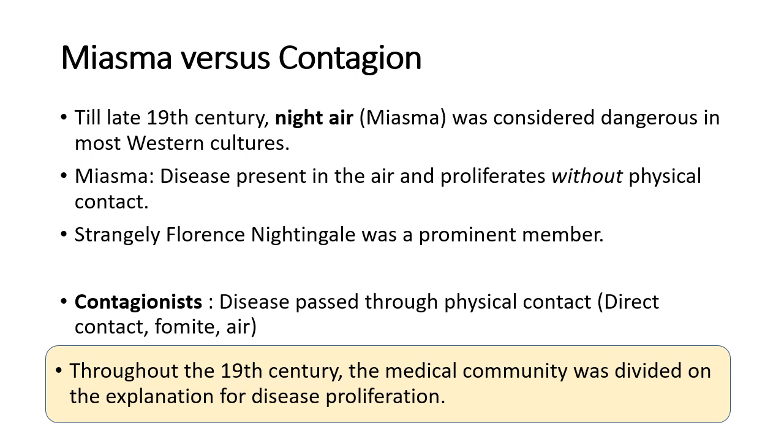And then we had contagionists who were more scientific in their approach, and they said, no, it's not possible that just breathing in air can cause disease, and there has to be some scientific basis for it. So it could be direct contact, it could be fomites, it could also be air. For example, now you know that COVID is spread primarily by breathing in infectious air, that is, somebody sneezes or coughs and releases those microbes and the other person breathes them in. So it can spread through air, but there are other routes like inhalation, ingestion, inoculation, contact, and fomite. But throughout the 19th century, the medical community was divided on the explanation for disease proliferation.